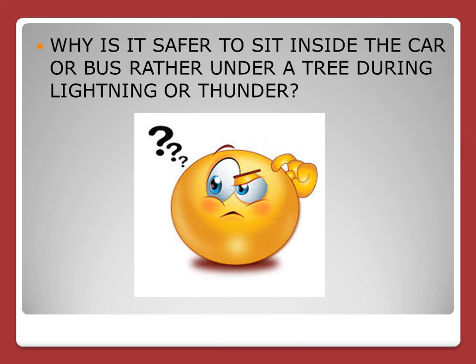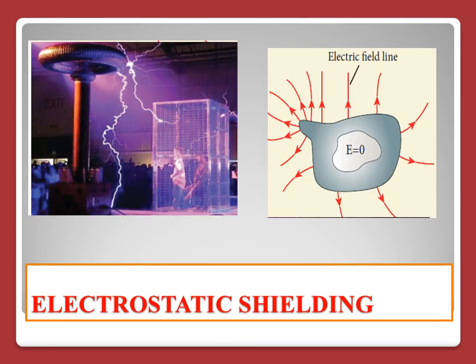Next, a question arises: why is it safer to sit inside the car or bus rather than under a tree during lightning or thunder? When there is lightning and thunder, we are not supposed to stand under a tree. We'll have to sit inside the house, or if you're outside, inside a car or a bus, because as we saw earlier, the electric field inside a closed surface is going to be zero. Therefore, it is safe to sit inside. I hope you know lightning and thunder are electrically charged particles. Since the electric field is going to be zero, it acts as an electrostatic shielding.